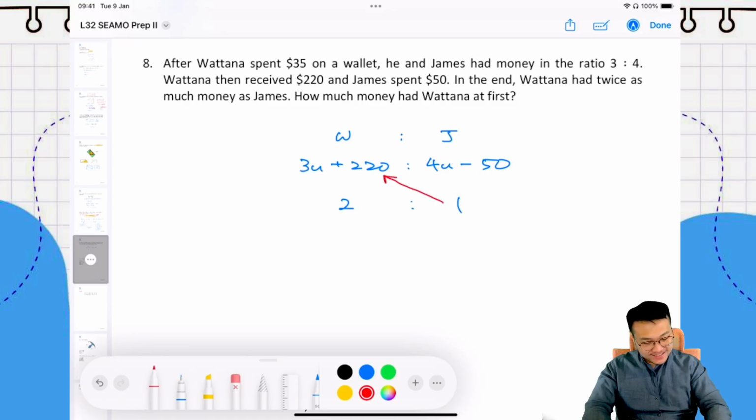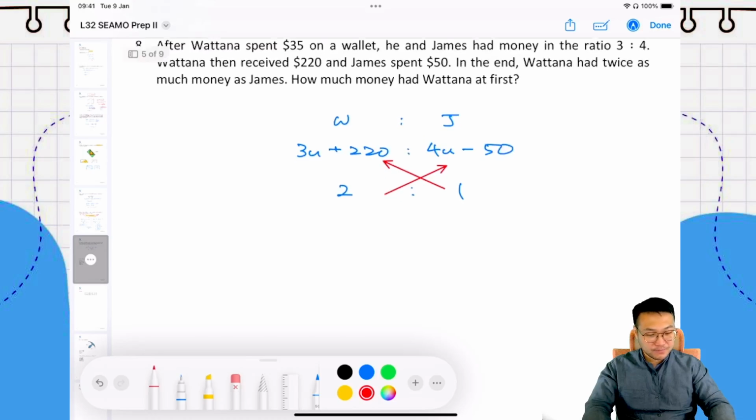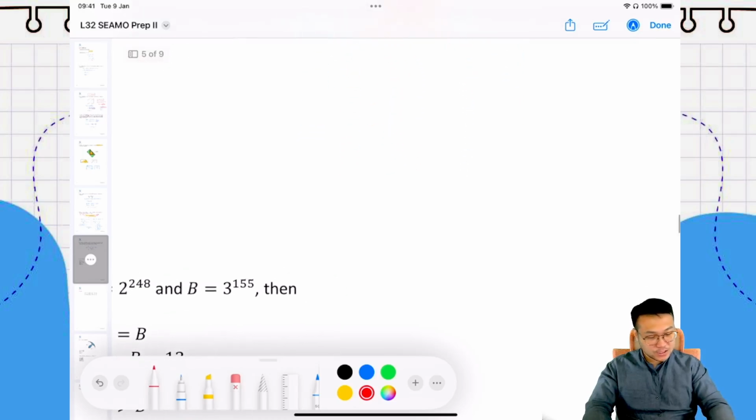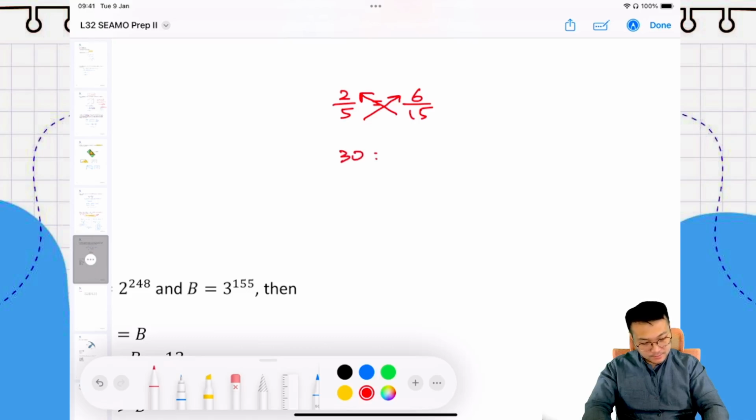What do you call this, Lian? Cross multiply. Correct, cross multiply. Now, why are we doing cross multiplication? Do you agree that 2 out of 5 equals 6 out of 15? Yeah. Now, if I cross multiply them, what is 15 times 2? 30. What is 5 times 6? 30. Do you realize that when I cross multiply them, I will make them equal?